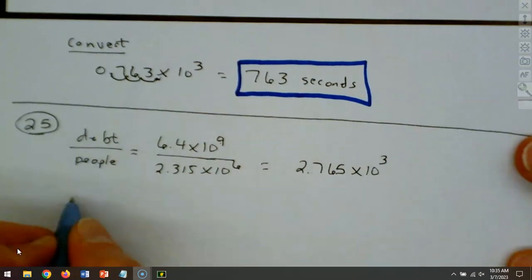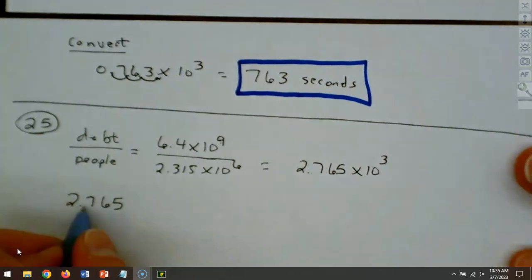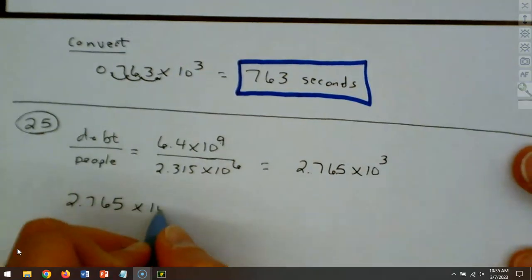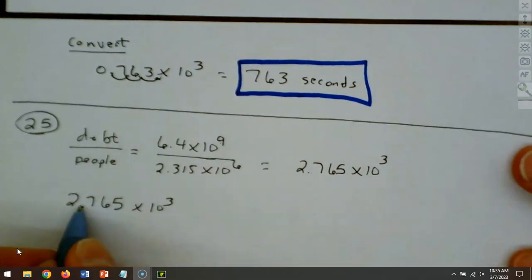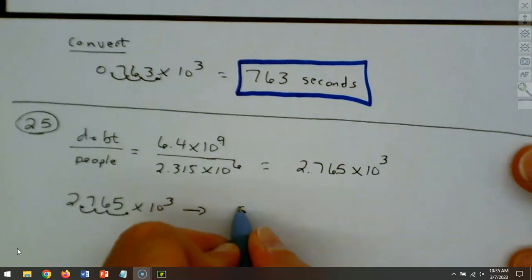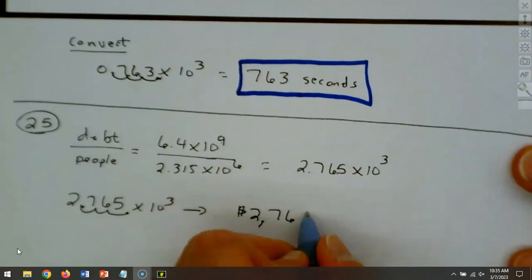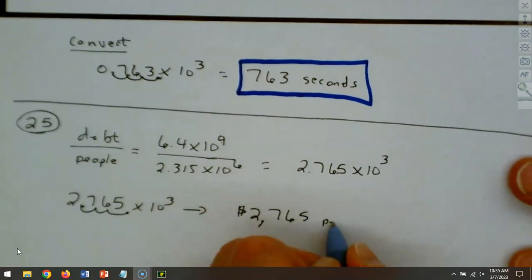And we want to convert this again. What would this convert down into? We want it times 10 to the 3rd. So we're going to have to go over 1, 2, 3 places. So that then tells you that each person is going to be responsible for $2,765. And that's per person.